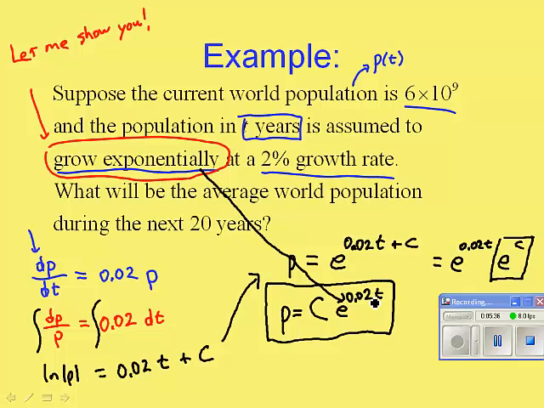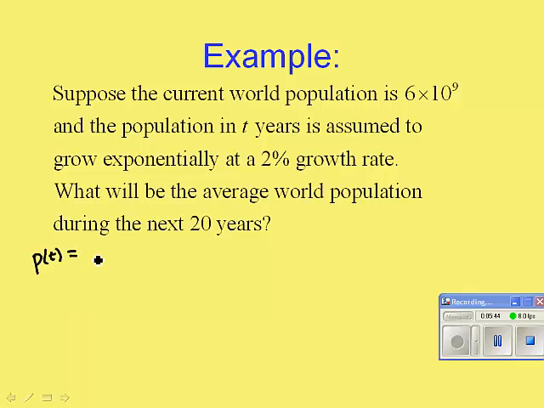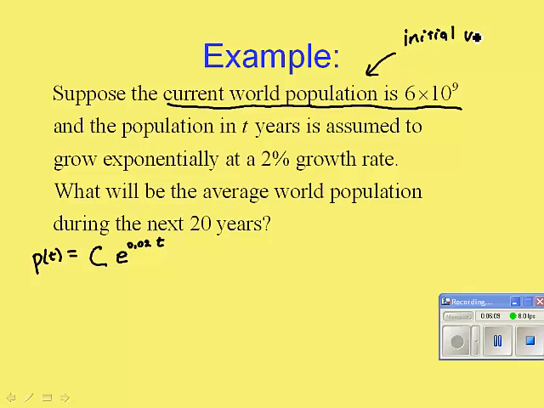P equals C e to the 0.02 t. Oh, there's one more thing I can do with that. We have P of t is C e to the 0.02 t. And I know that the current world population is 6 times 10 to the 9th. So the current world population, I guess what I would call that's an initial value. Right? What does the initial value usually let you find then? Lets me find what? The constant, yeah. The constant, which in this case we're calling big C.